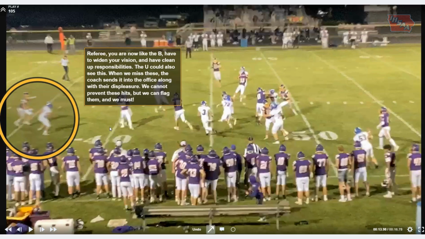Referee, you're like the back judge on this play. This is a punt play. You're like the back judge now. You have to widen your vision. You've got to get all these cheap shots.